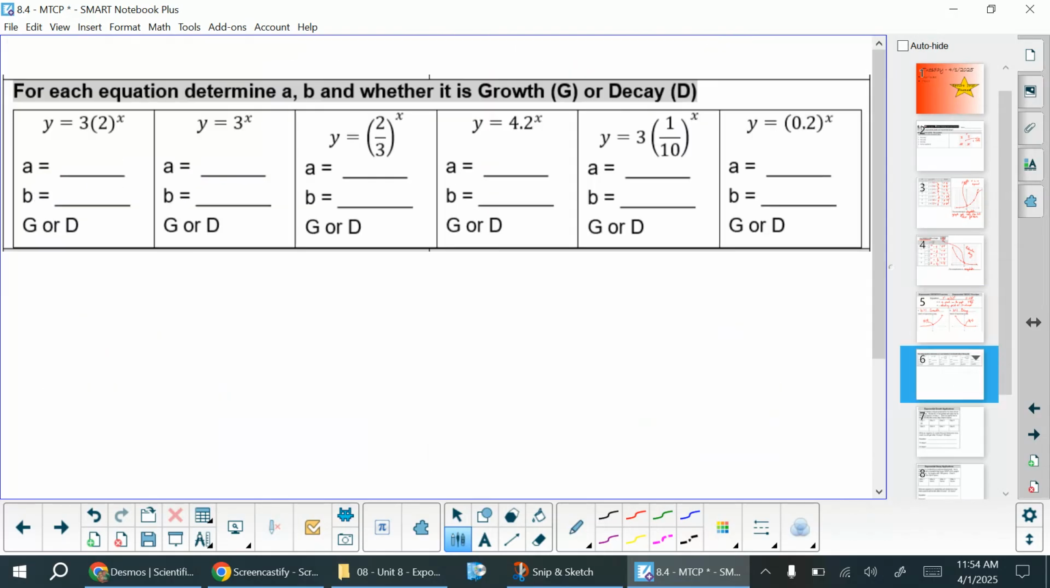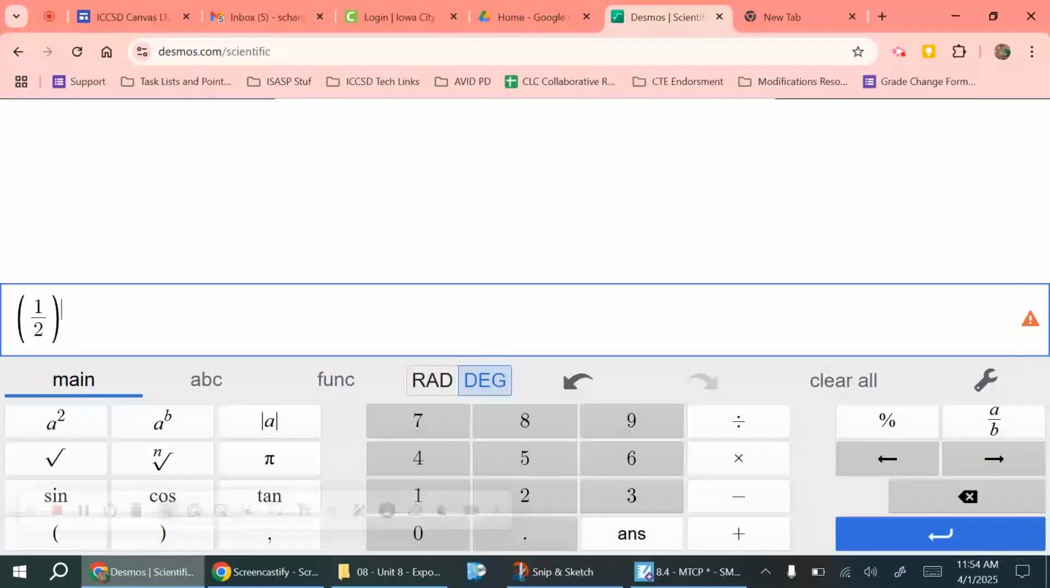Okay. On this one, I'm going to go ahead and do the first 2 here, and then I'll have you pause the video and try the next ones. On this one, we're pretty easy. Remember, we've got our a times b to the x. So a is the 3, the b is the 2, because it's 2 to the x. And since it's 2, we've got growth.